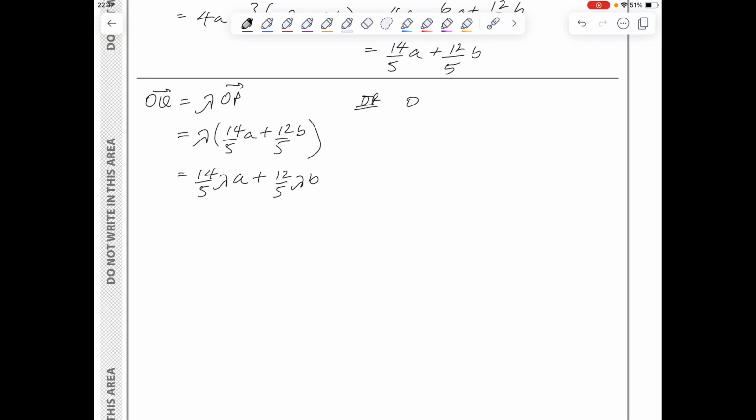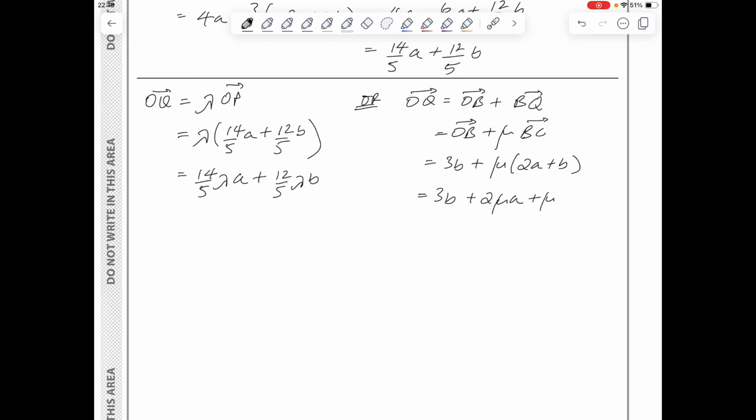OQ is equal to OB plus BQ, which is equal to OB plus mu times BC. So I get 3B plus mu times 2A plus B. Let's expand. 3B plus 2 mu A plus mu times B. And if I isolate the A's and the B's, I'll get 2 mu A plus 3 plus mu B.